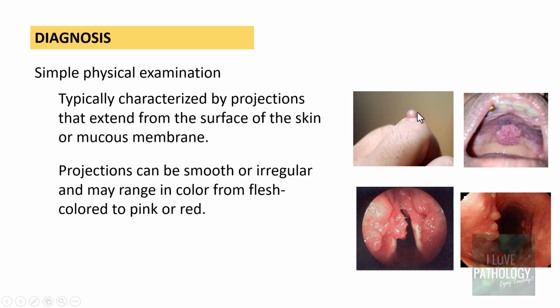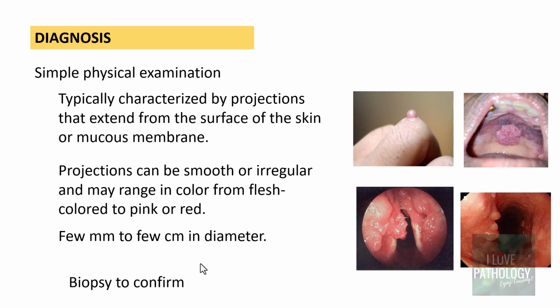These projections can be smooth like this or even irregular, as you can see here. The color of these projections may vary from flesh color to pink or even red. The size also can vary. It can be as small as a few millimeters and as large as many centimeters in diameter. Ultimately, when you see these abnormal growths, the only way you can diagnose that this is papilloma and not anything else is by performing a biopsy and histopathological examination.